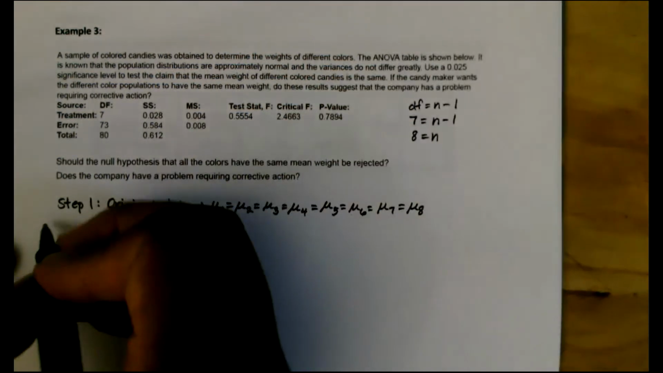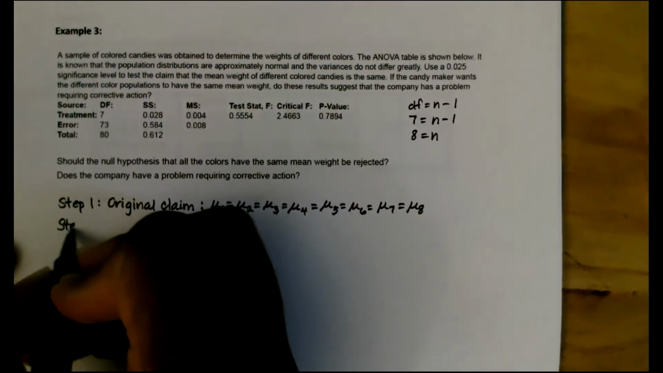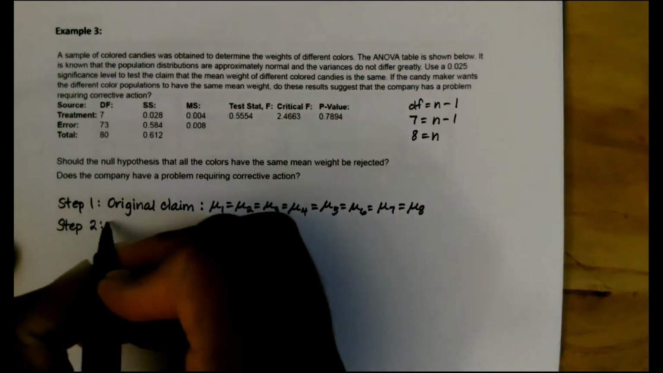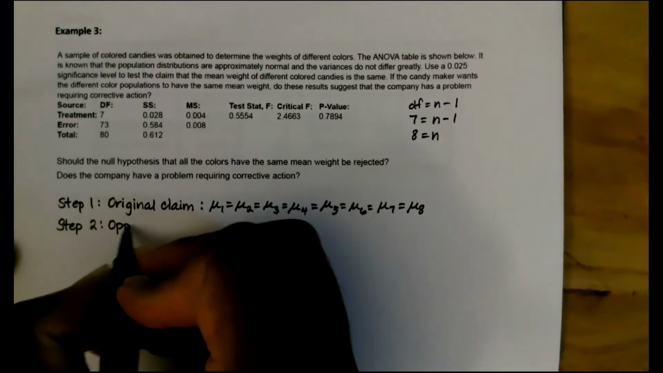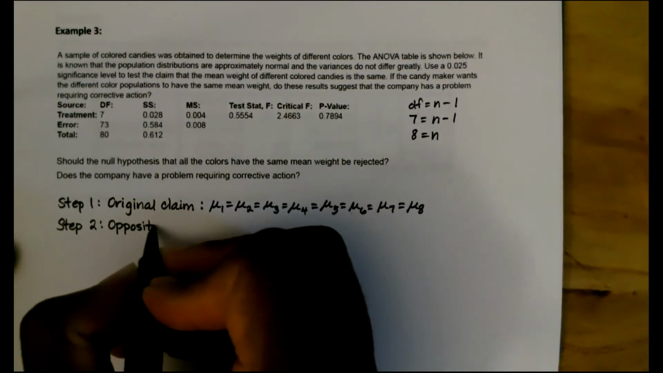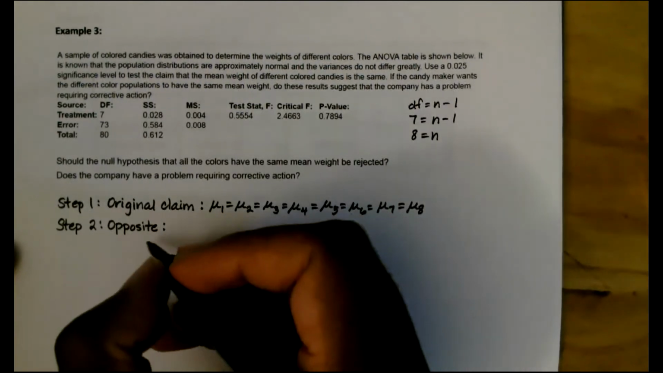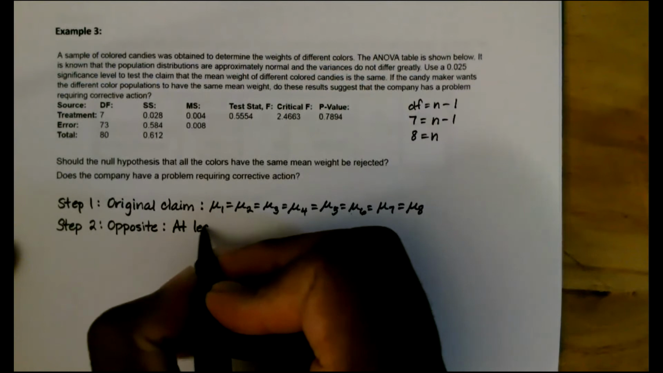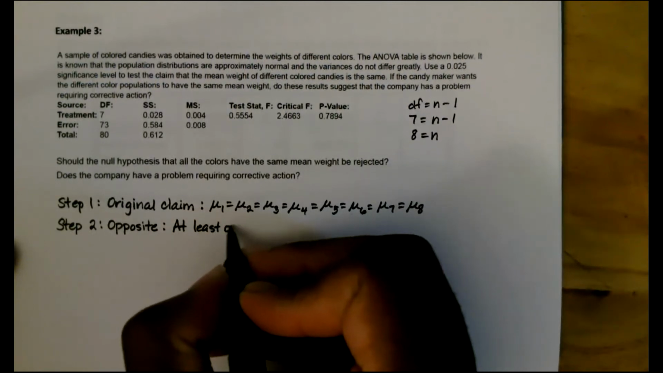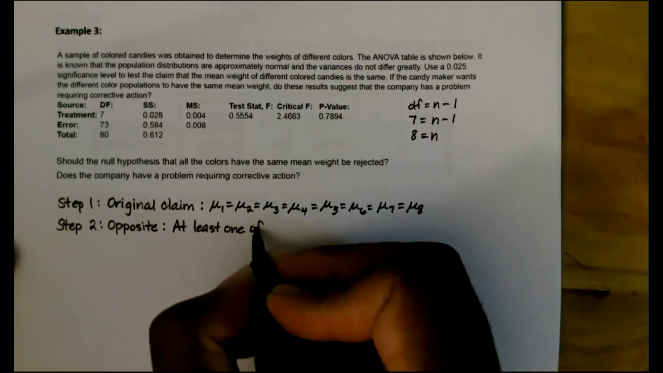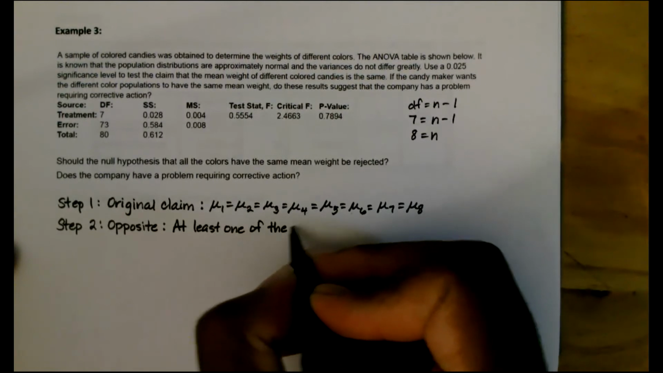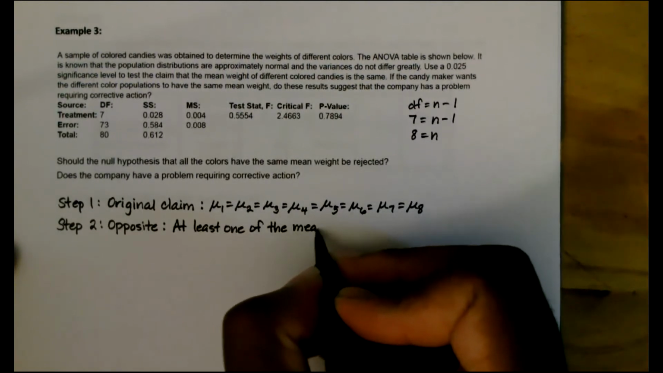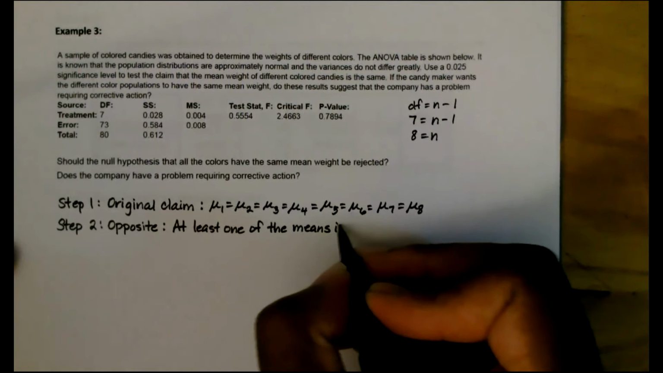And now step 2 is the opposite of the original claim. Like in examples 1 and 2, the way I'm going to write the opposite is just as a statement: at least one of the means is different.